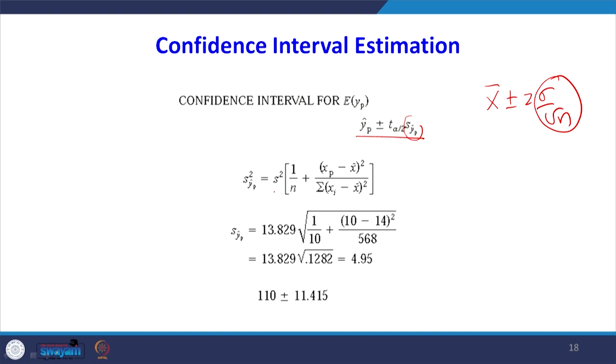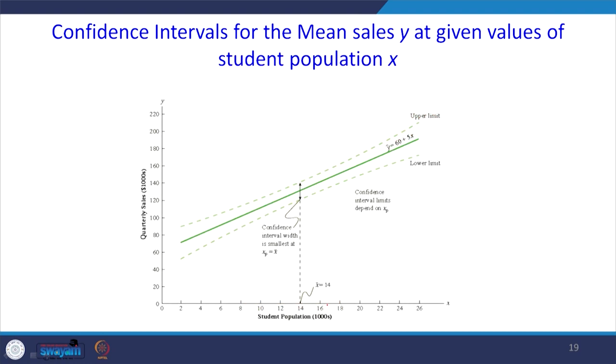So the variance of y hat p equals s square times 1 by n plus xp minus x bar whole square divided by sigma of x minus x bar whole square. We can substitute the values. Here the s square is nothing but the standard error. So we can substitute the s square value, n is 10, xp is 10, because that is the value of x, and x bar is 14, whole square. When you substitute it, you get 110 plus or minus 11.415. Okay. So the green dotted line shows the upper limit, and the lower one shows the lower limit.